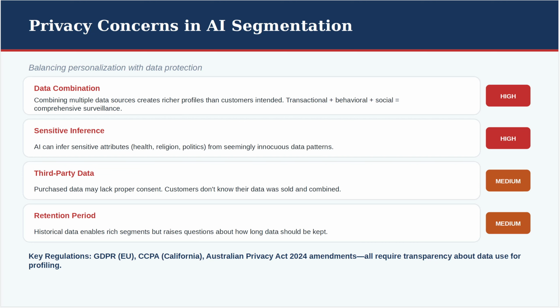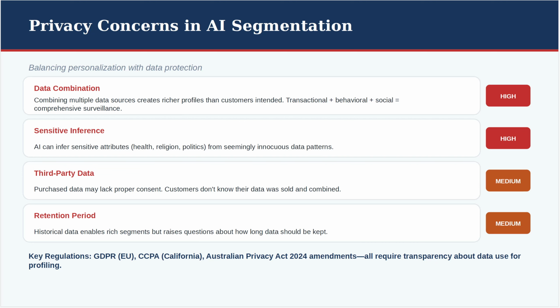So third-party data brokers sell profiles. When you buy this data, you're using information customers never knowingly provided. Is this ethical? That is a fair point. And the trend is third-party cookies dying, first-party data becoming crucial, but legacy practices still persist.